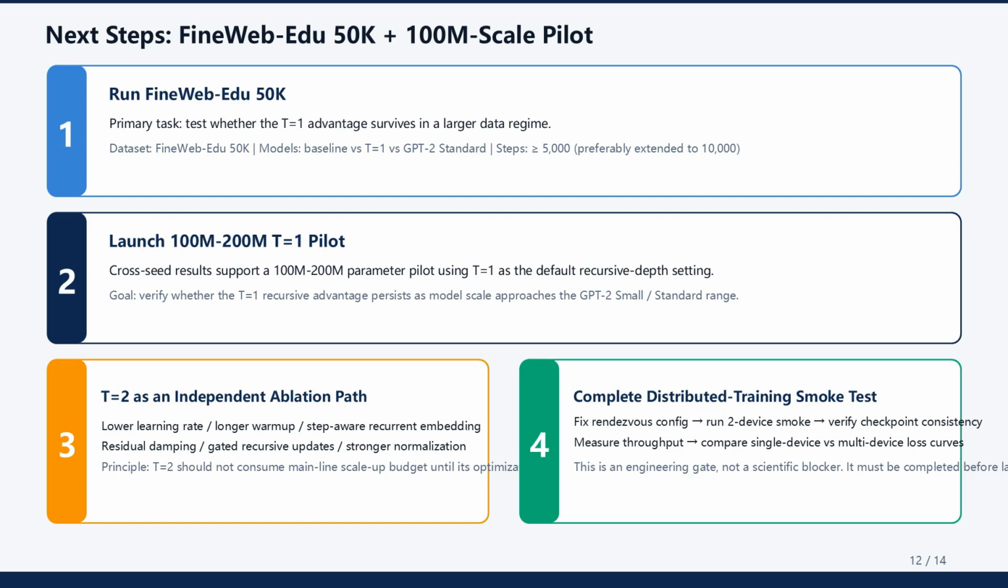Next steps. 1. Run FineWeb-Edu 50K to test whether the T equals 1 advantage survives. 2. Launch a 100M to 200M parameter T equals 1 pilot to validate scalability. 3. Treat T equals 2 as an independent ablation path needing lower LR, longer warm-up, etc. 4. Complete the distributed training smoke test.